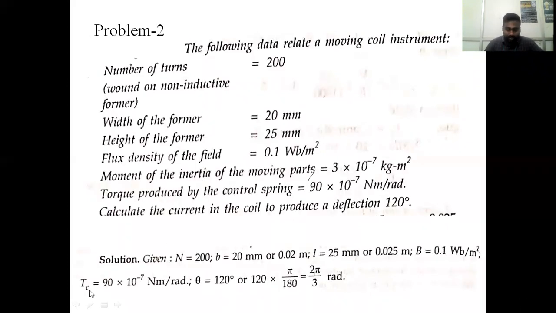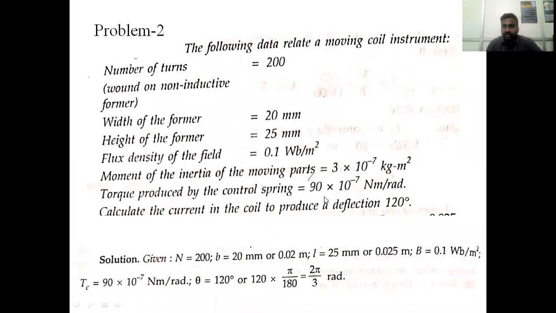The controlling torque is 90 into 10 to the power of minus 7 Newton meter per radian, and we also have the angle of deflection, theta, which is 120 degrees. What I did was convert theta into radians. How can we convert it? By multiplying with pi by 180 degrees. So that's what we did.